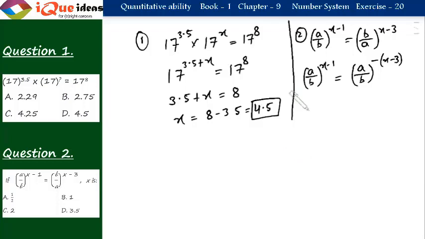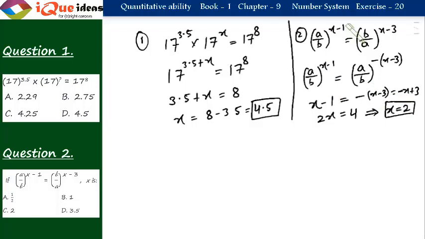Now the bases are the same on both sides, so we can equate the powers. So x minus 1 is equal to minus (x minus 3), which is minus x plus 3. So minus x comes to the left hand side, it becomes 2x. 1 goes to the right hand side, it becomes 4. So this means x is equal to 2. Alright, so here what we have done is, if we take the reciprocal of b by a, the power becomes negative. Okay, so this is question number 2.